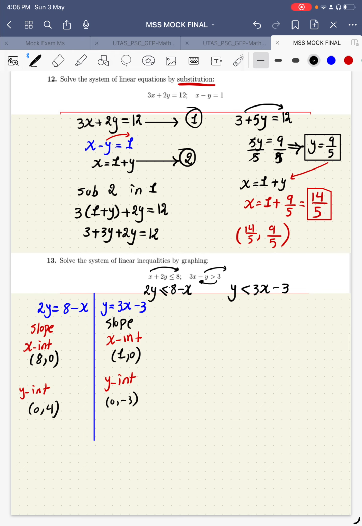Okay. Again, and how we found this one, with x-intercept, I'm gonna put y equal to 0. With y-intercept, I'm gonna put x equal to 0, and then I'm gonna solve for y.